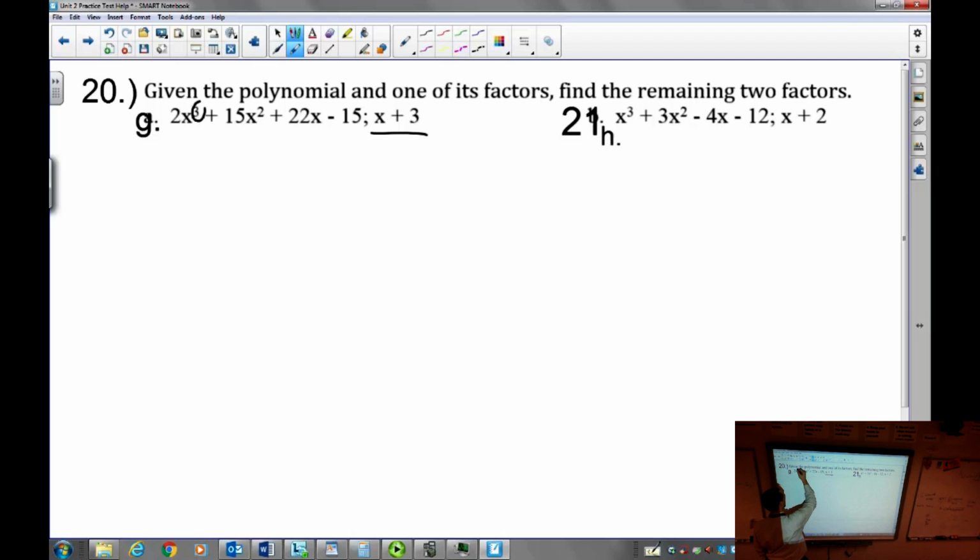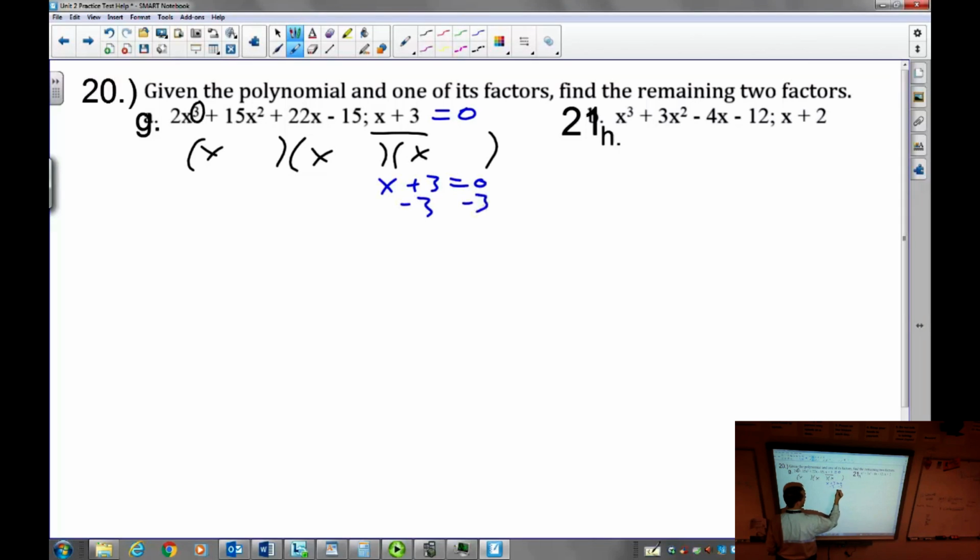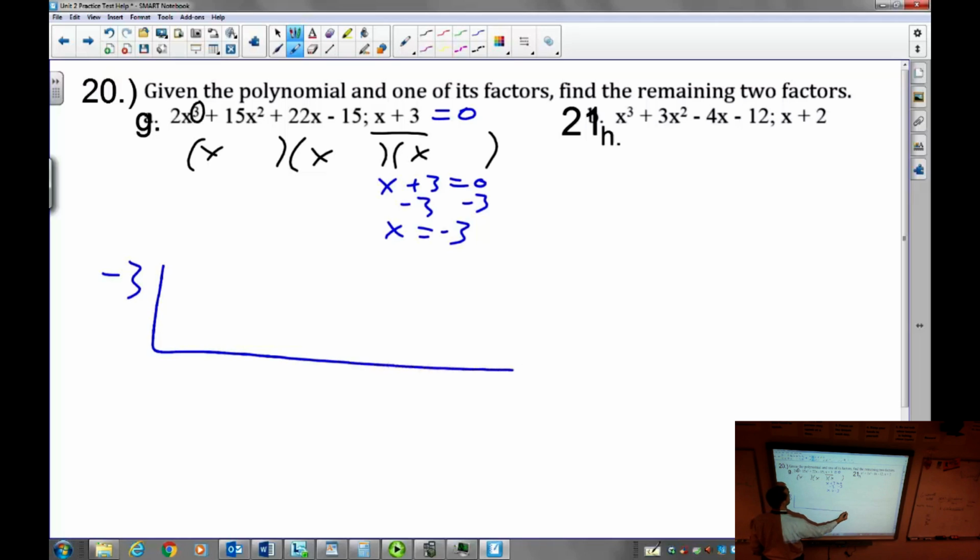Because x cubed should have x times something, x times something, x times something, right? Because x times x times x is x cubed. So let's first go ahead and use probably synthetic division. Set it equal to 0: x plus 3 equals 0, minus 3 to the other side, so we get x equals negative 3.